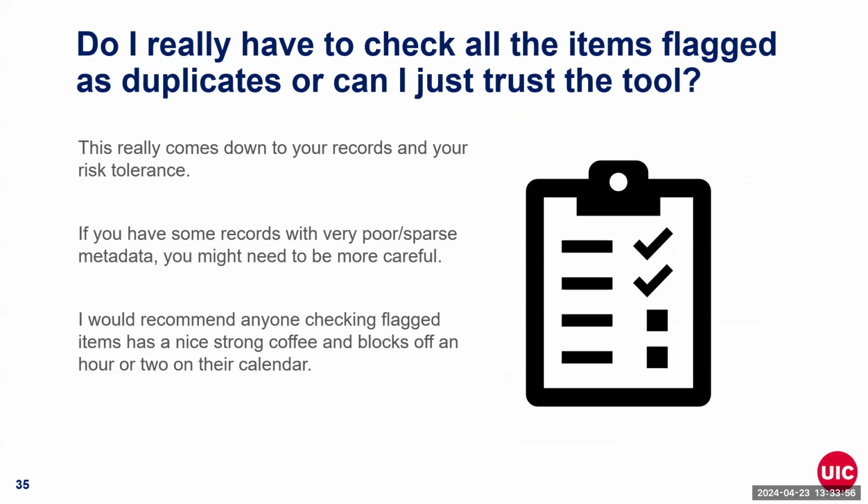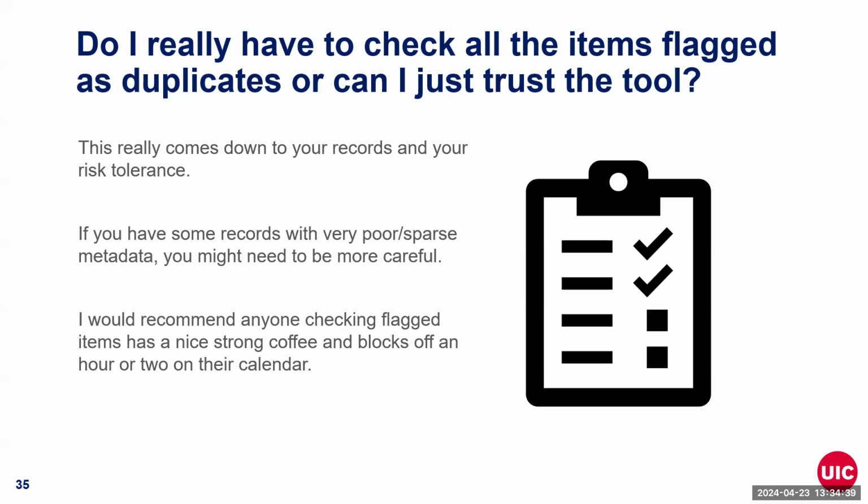If you have some records with very poor or sparse metadata, you might need to be more careful. Some databases, especially things that are maybe more gray literature, might have more sparse record keeping. They might not be as rich in terms of the metadata that they have. And when there's a lot of missing fields, you may get more things flagged as duplicates, or not flagged as duplicates that should be, because the tool is not able to handle that missing data well. So you just need to be paying attention to that.